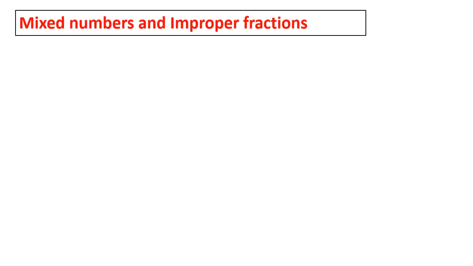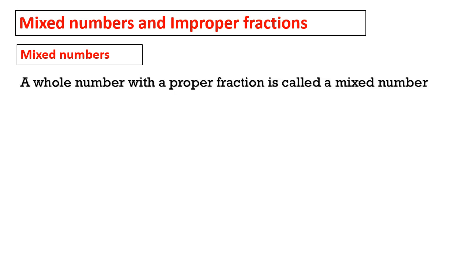Mixed numbers and improper fractions. Let's identify mixed numbers first. What is a mixed number? A whole number with a proper fraction is called a mixed number. Examples: 1 1/2, 2 1/3, 5 3/4, and 2 2/5. So these are called mixed numbers.